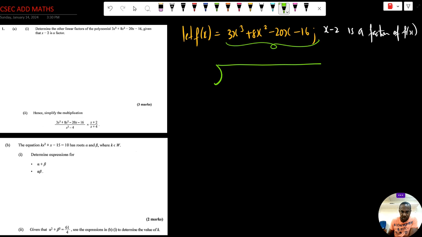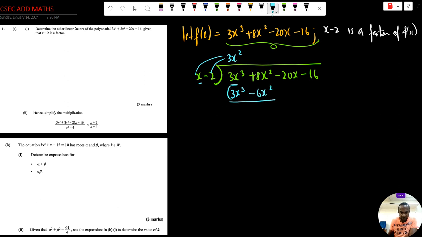So here we have 3x cubed plus 8x squared minus 20x minus 16. Let me just check to make sure I write down the correct expression. Yes. And we're going to be dividing by x minus 2. Right? So what do we say? We say x into 3x cubed, that goes 3x squared. Then we say 3x squared times x gives us 3x cubed. 3x squared times minus 2 gives us minus 6x squared.